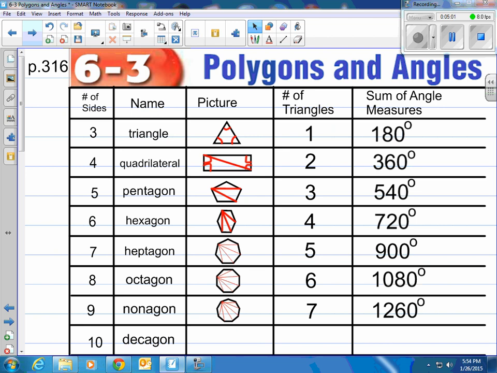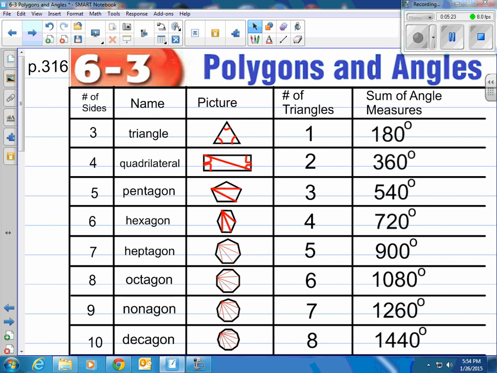All right, a 10-sided figure called a decagon. Here's the drawing for it. And when I count all those little triangles, the big ones inside there, you'll see there are 8 triangles, for a total angular measure of 1,440 degrees. That means if I added all 10 of those angles up, they'd equal 1,440 degrees.